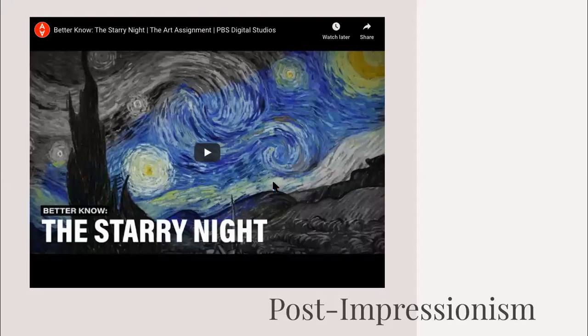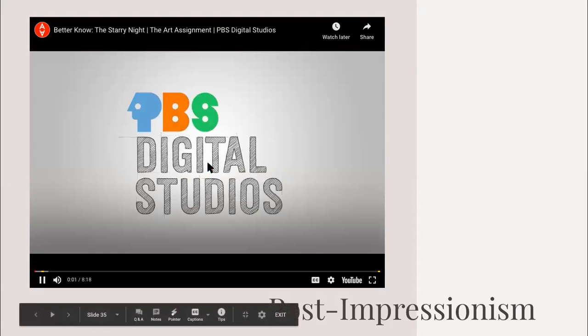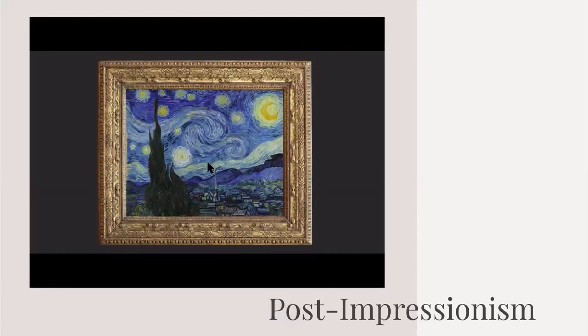So who's a very famous post-Impressionist? Van Gogh, and he's my ultimate favorite artist of all time. So let's take a look at one of his very famous paintings. I'm sure many of you know it, The Starry Night. Yeah, you know this picture.